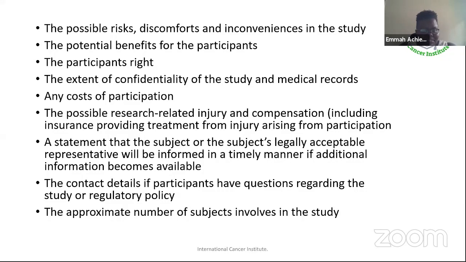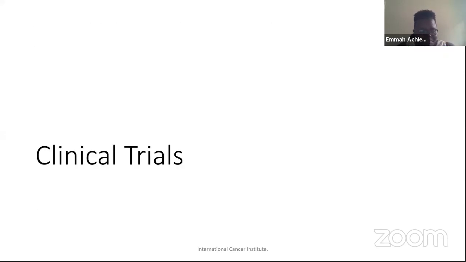If they need legal representation, and the contact details of the investigator and the ethics body that reviewed the protocol. They also need to know how many other people are participating in that study, because if it's only one person, then they also need to know that. If there are seven, if there are 10, if there are 1,000.